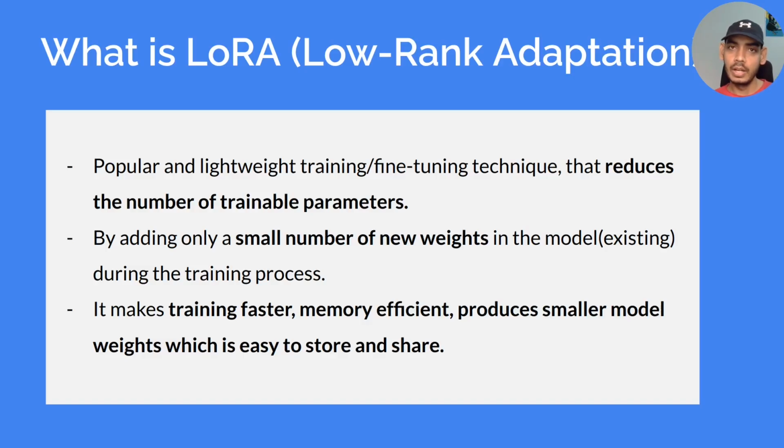Okay, and how it happens is it tries to create a small number of new weights in the existing model. For example, if you have Llama 3 model, what you do is you add a small bunch of weight parameters, and during the fine tuning or the training process, you just keep updating those new weights. Okay, so what happens at the end is you will be training the model faster because you just have a small number of weights, and the memory will be efficient because you just have a small number of weights again. Okay, and you will be producing a smaller model, which will be aligned along with your existing pre-trained model, and which will be easier to store and share.